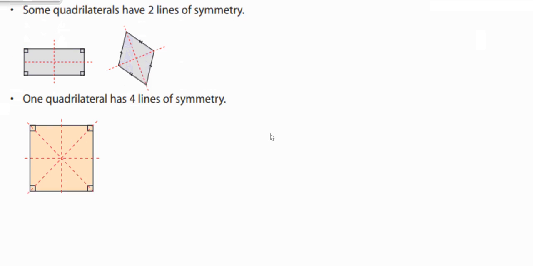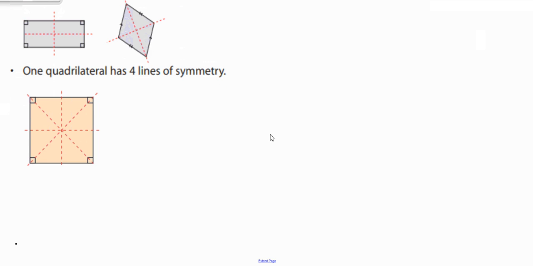Some have 2 lines of symmetry. So this is a rectangle. So I could fold it 2 ways and have it line up. Here is a parallelogram, and I have 2 lines. And there is one quadrilateral, a square, that has 4 lines of symmetry. So I can fold it down this middle, or I can fold it from either side, and it's going to line up perfectly.